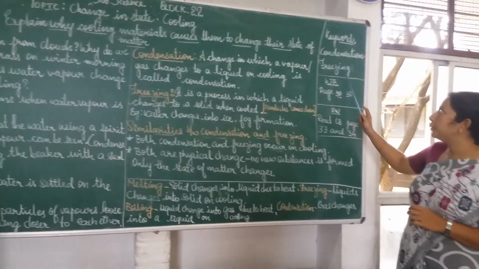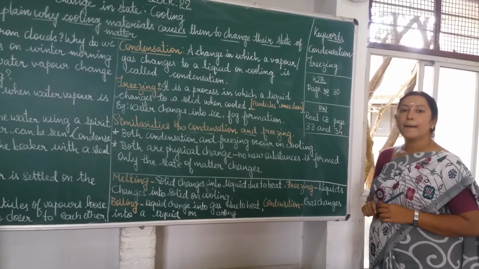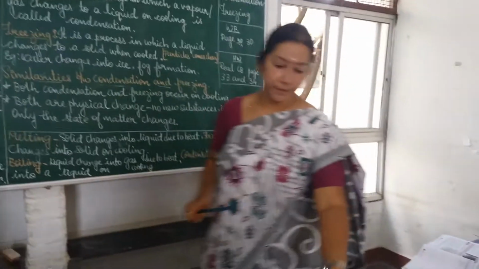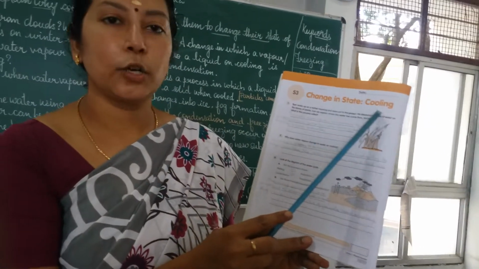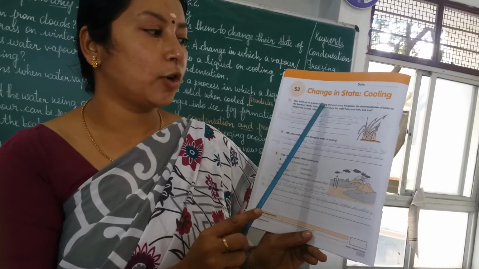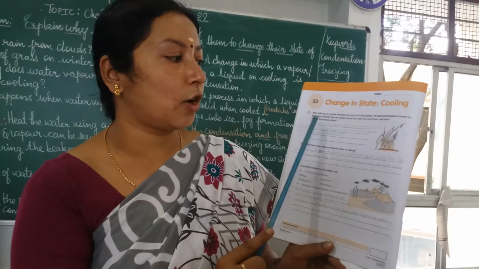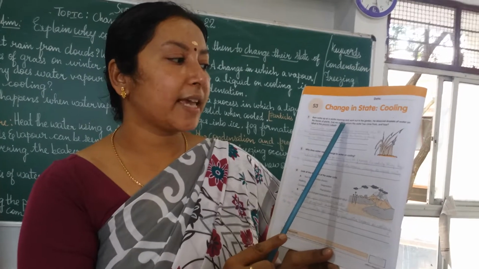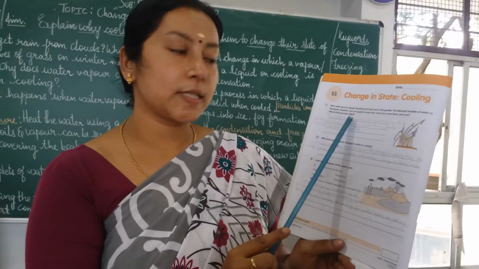Okay. Moving on to the new words: condensation, freezing. Now open your workbook, page number 30. In page number 30, change in state, cooling. There is a question for you. First one. Ram woke up on a winter morning and went out to the garden. He observed droplets of water on the leaves of plants. Can we explain where this water has come from and how? What is the process called?